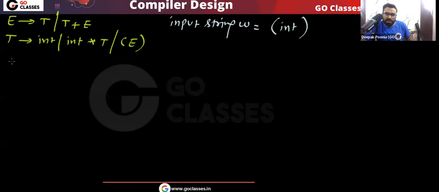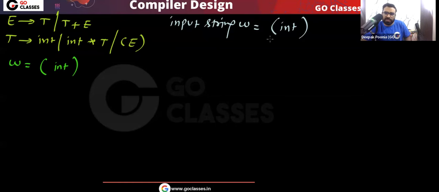So w is equal to what? The input string, that is left parenthesis int right parenthesis. Remember one thing here, this int itself is a token, meaning it is an input symbol. Basically there are three symbols. You can understand it like this. One, two, three. Remember, basically these are tokens.